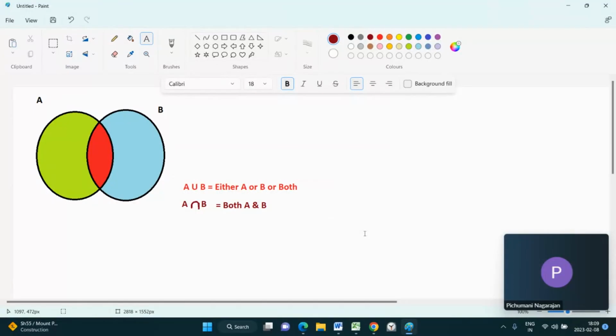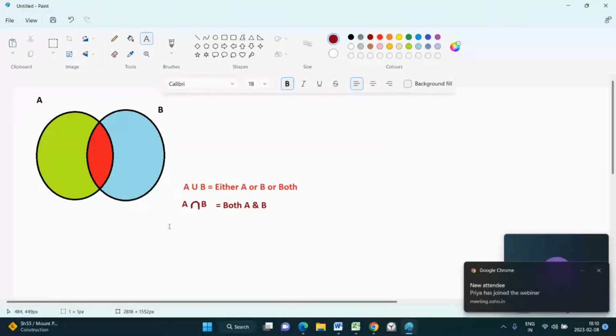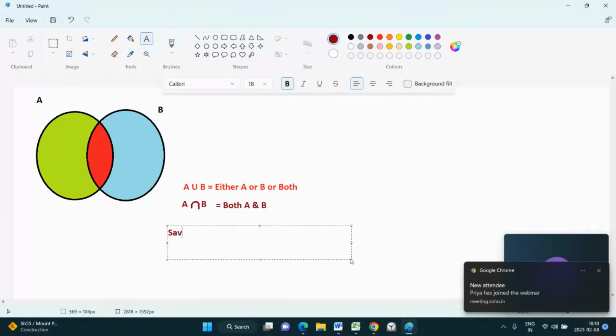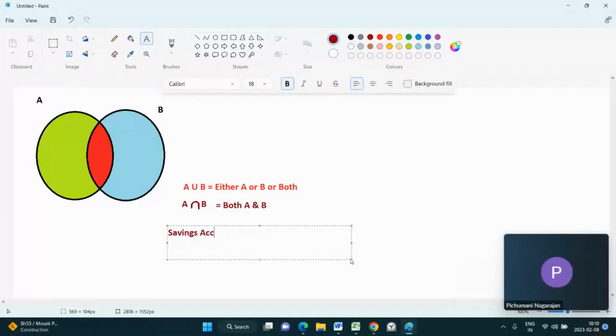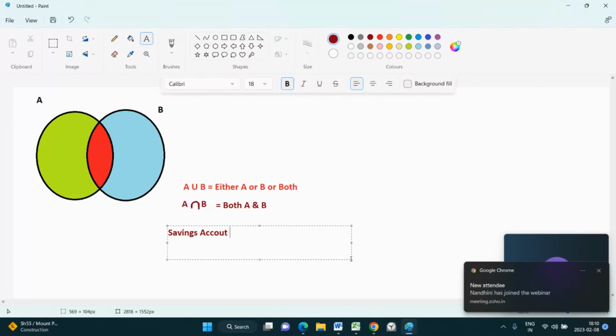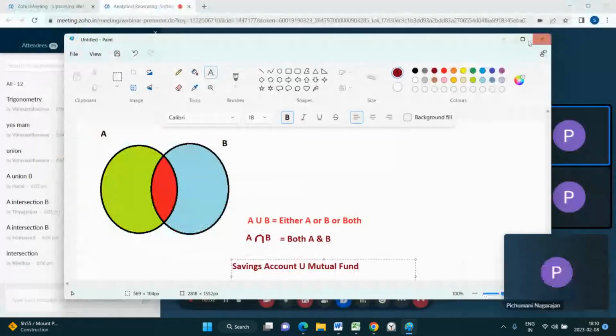I have a savings bank account. For example, in a bank, I have a savings bank account. I also have taken the mutual fund from this bank, from the same bank, meaning my account is savings account union mutual fund. So my account balance will always show both of these.